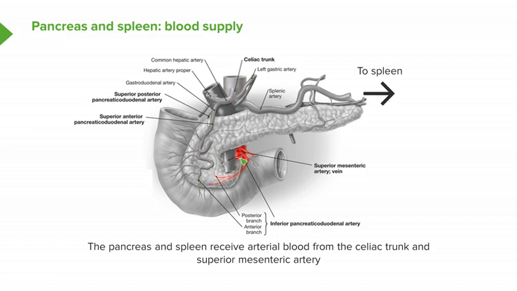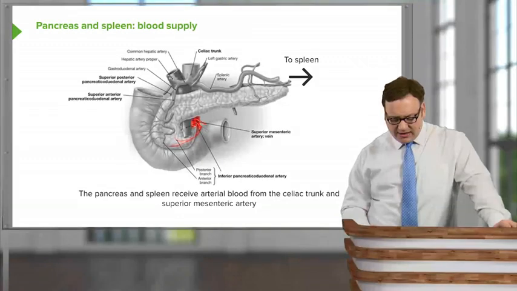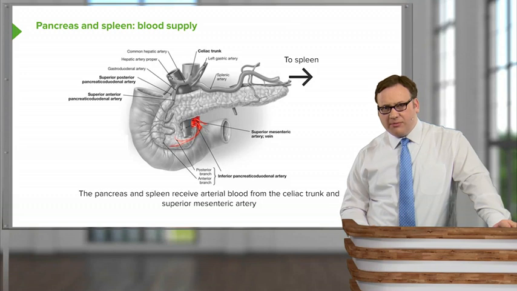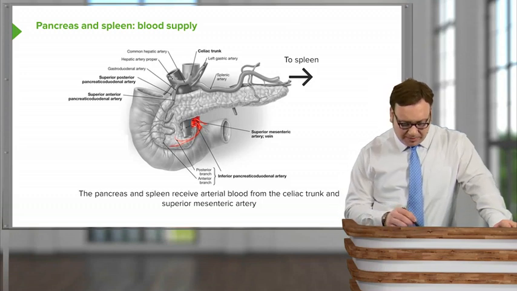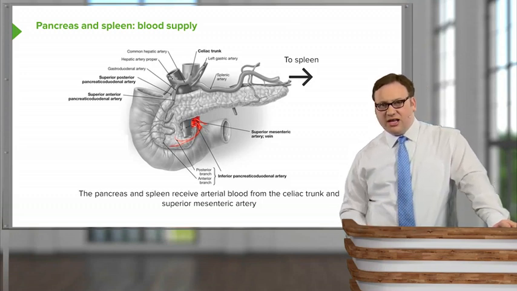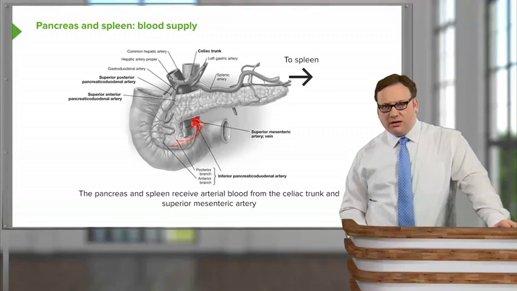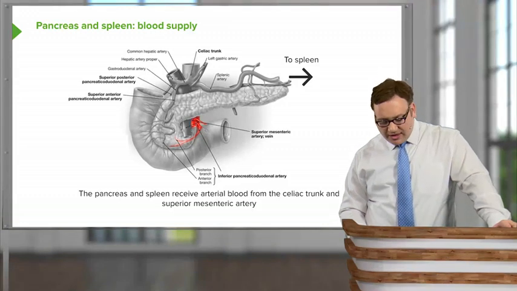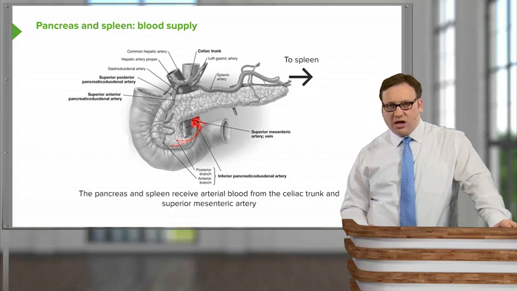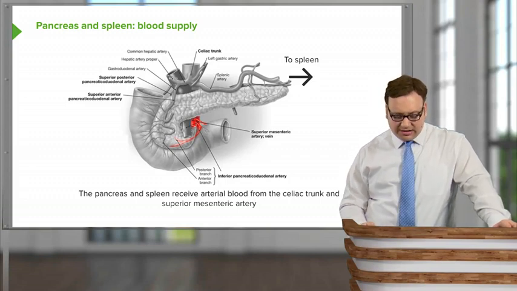Coming from the superior mesenteric artery, we also have inferior pancreatico-duodenal arteries, and these themselves have anterior and posterior branches, which supply the anterior and posterior surface of the duodenum and the pancreas. We'll explore these in more detail when we look at the arterial supply to the gastrointestinal tract in a later lecture.